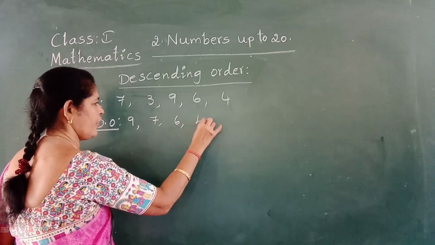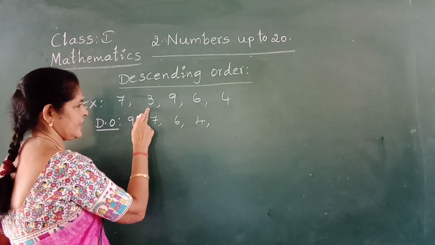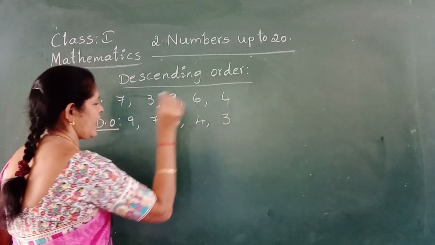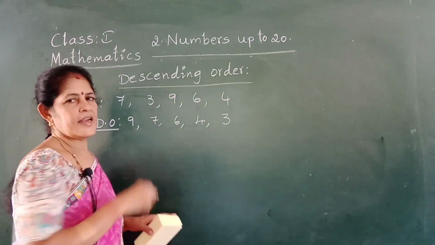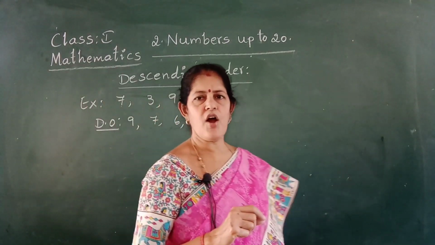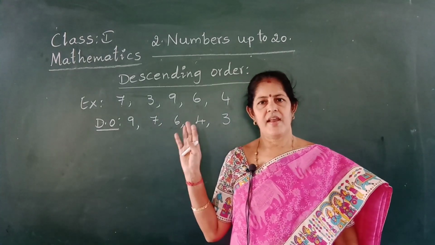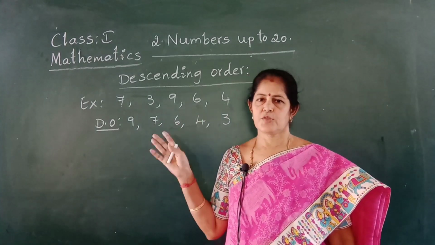Which comes 4? The smallest number is 3. It comes in the last place. Now the given numbers are in descending order. In descending order, we arrange the given numbers big number to small number.